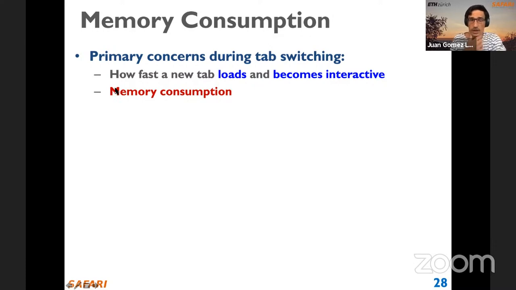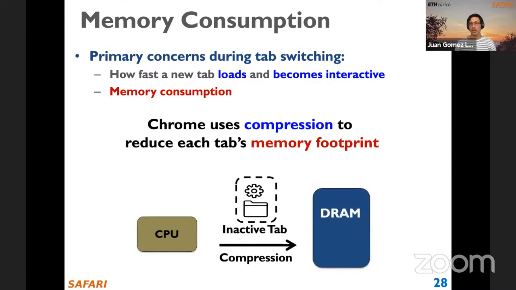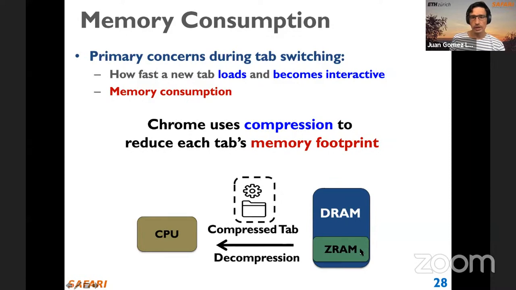So we want to be fast, but we also have to take care of the amount of memory consumption. And the point is that every time that you have an inactive tab, you have to do something with it. You don't want to keep it in DRAM, right? Because it's not being used. So what Google Chrome actually does is compress these tabs, these pages, and store them in a compressed manner in one special area of DRAM that is called ZRAM. And whenever the user wants to switch to another tab that is in ZRAM and compressed, we need to decompress the tab and then bring it to the CPU.